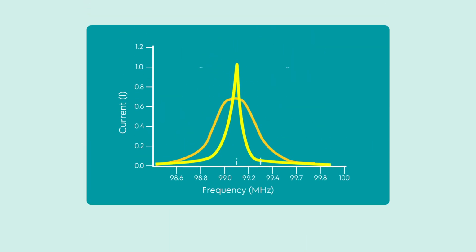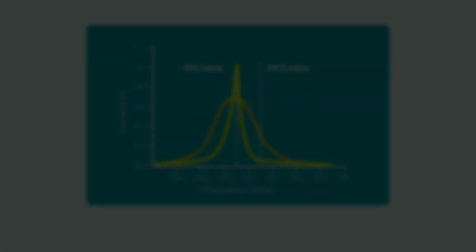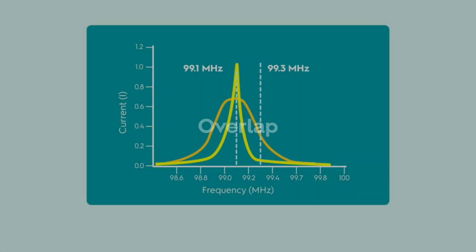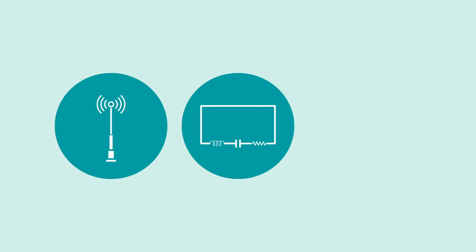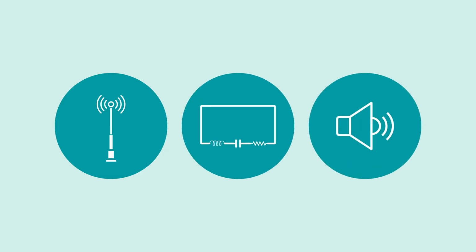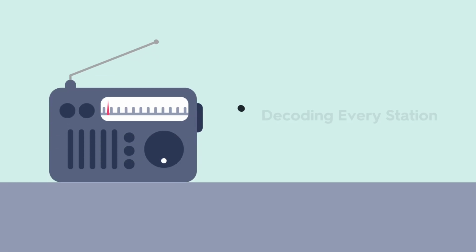Here's the tricky part. When two stations are very close together, a low-quality, wide response curve may not separate them well, so you can get overlap. One common misconception is that the antenna is doing the filtering. The antenna mostly collects signals. The tuned circuit inside the radio is what strongly favors one frequency. So the radio isn't decoding every station and choosing later. It uses resonance up front to favor one frequency far more than the others, while suppressing the rest.